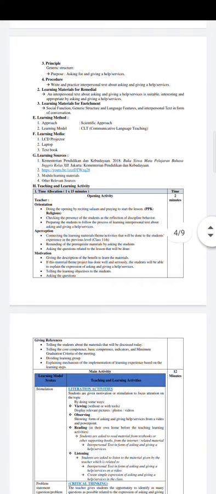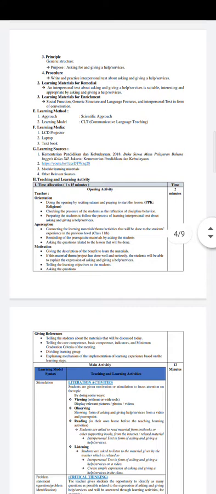We go to the learning methods. There are 2 learning methods that need to be paid more attention. The first one is the approach, and the second one is the learning model. For the approach, I use the scientific approach, and for the learning model I use CLT, communicative language teaching. For the learning media I use 3: LCD projector, laptop, and also textbook.